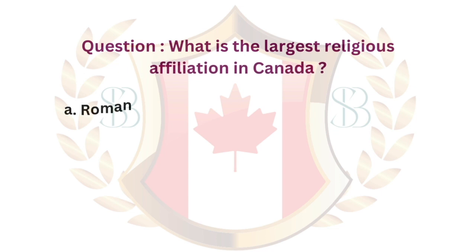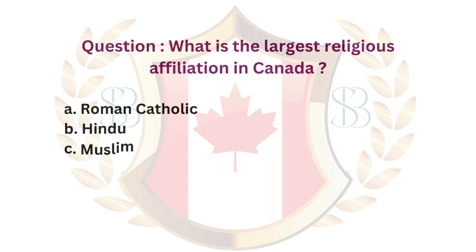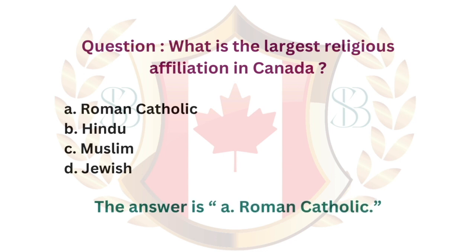Question. What is the largest religious affiliation in Canada? A. Roman Catholic. B. Hindu. C. Muslim. D. Jewish. The answer is A. Roman Catholic.